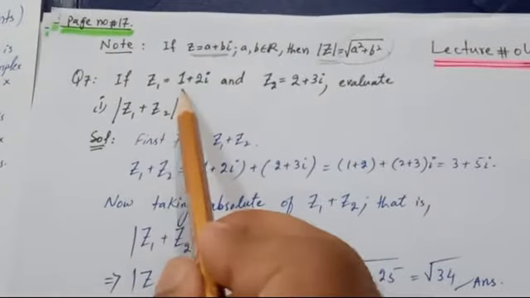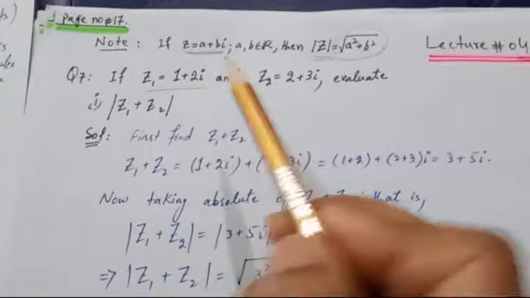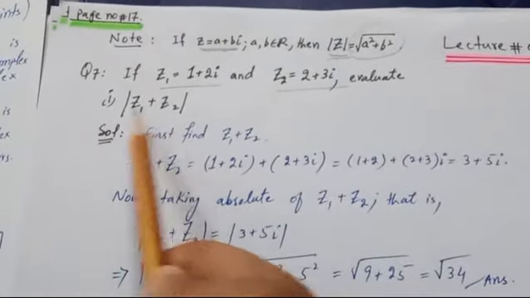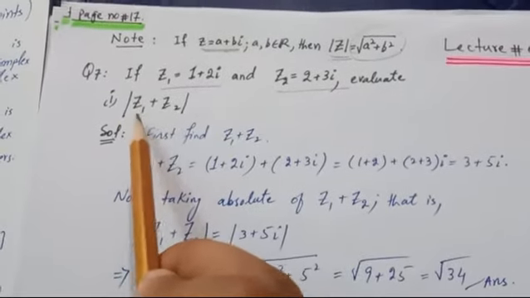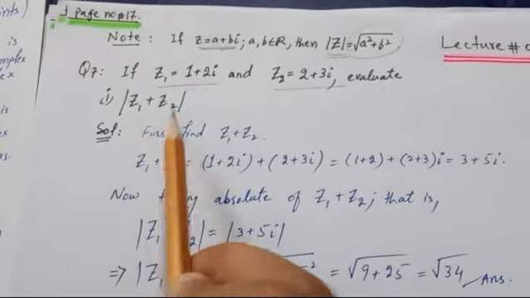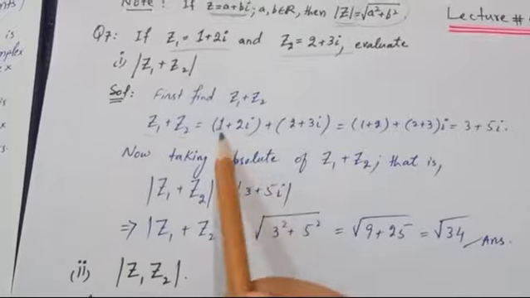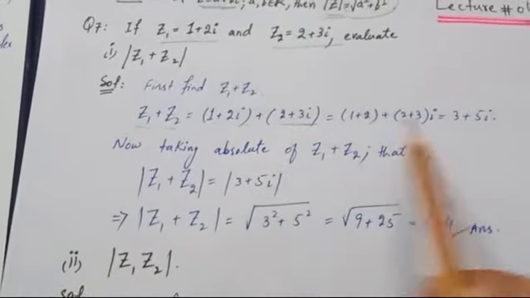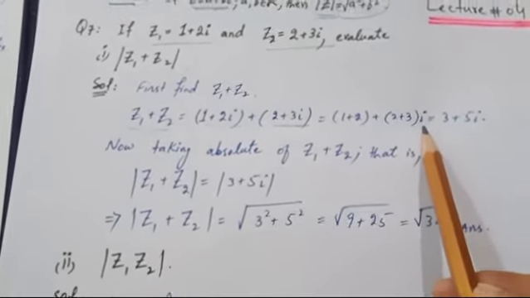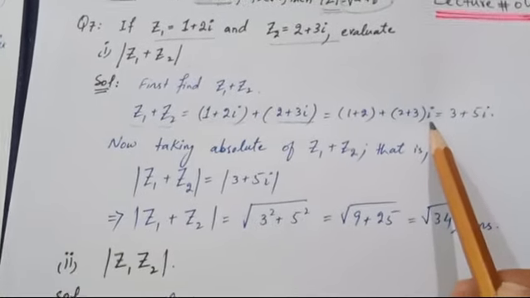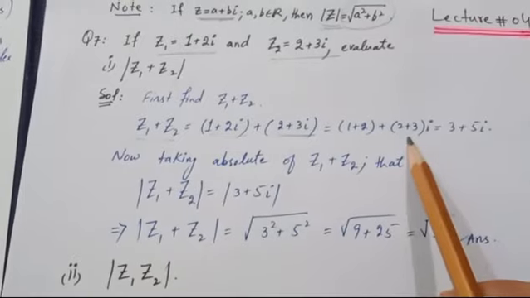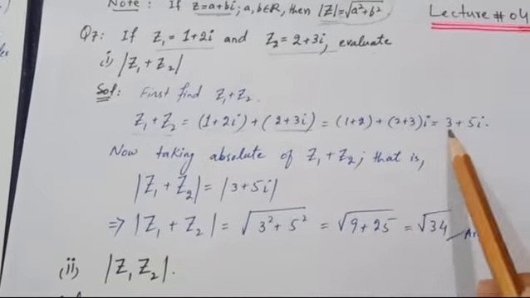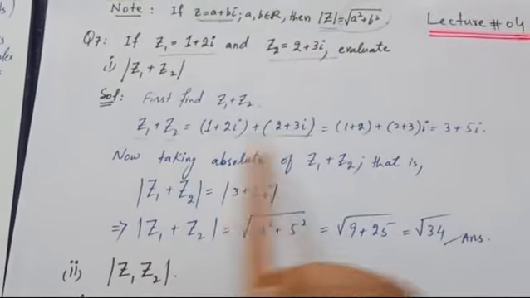So there are two complex numbers. Z1 is 1 plus 2 iota, Z2 is 2 plus 3 iota. Evaluate the absolute of Z1 plus Z2. First of all we will add Z1 and Z2. Real part will be added with real part, imaginary part will be added with imaginary part, and there must be iota as a factor written with the addition of the imaginary part. So from this you will get 3 and from this you will get 5. So 3 plus 5 iota is the addition of these two complex numbers.